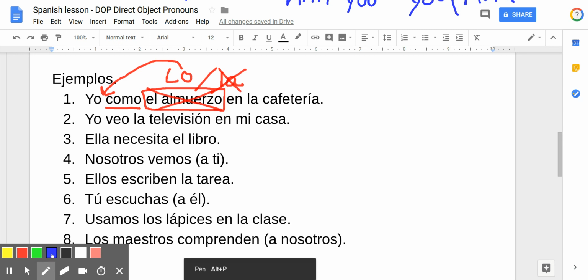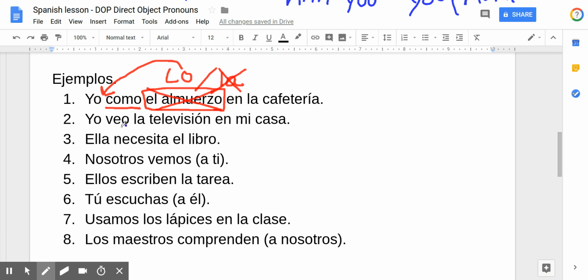So we're going to do number 2 now. Number 2, so it's yo veo la televisión en mi casa. I watch or I see TV in my house. So to find the direct object noun, I have to ask myself what's being seen, and that's the TV. So I'm going to eliminate this word from the sentence and I'm going to turn it into the word it. Now the other word for it is la, and since la televisión is feminine, I'm going to use it this time. And I'm going to put that la right here. So I'm going to have yo la veo en mi casa.